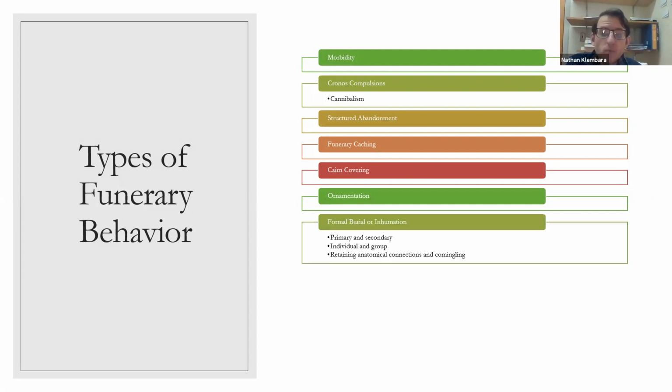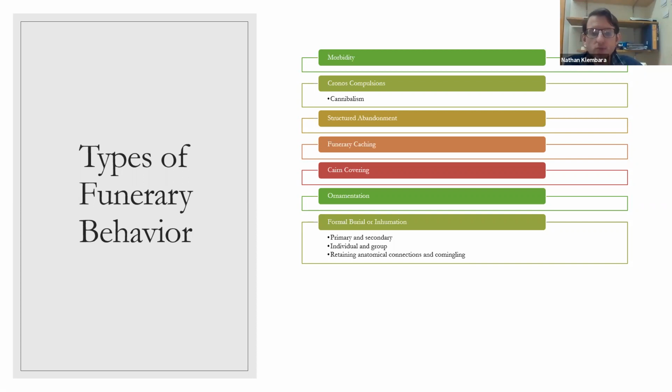Then we have formal burial and inhumation. And this is what we talk about when we think about burial itself. And burial can be primary or secondary. So primary burial is when you bury the person into the ground and you leave them there. Secondary burial is where you bury the person in the ground, you dig them up, and then you take parts of their body or their whole body and put them somewhere else. Burials can be individual burials or group burials. So you can bury one person at a time or multiple people in a single grave.